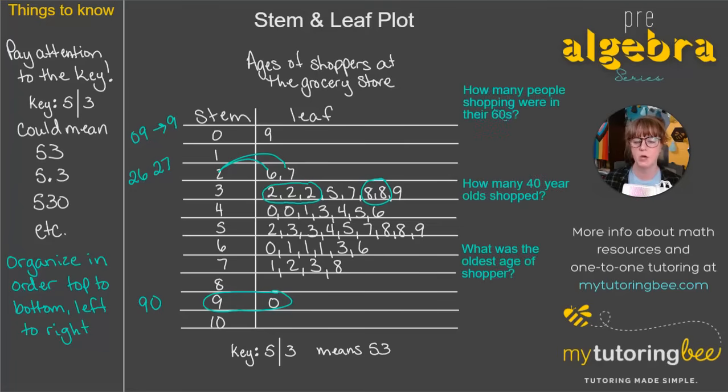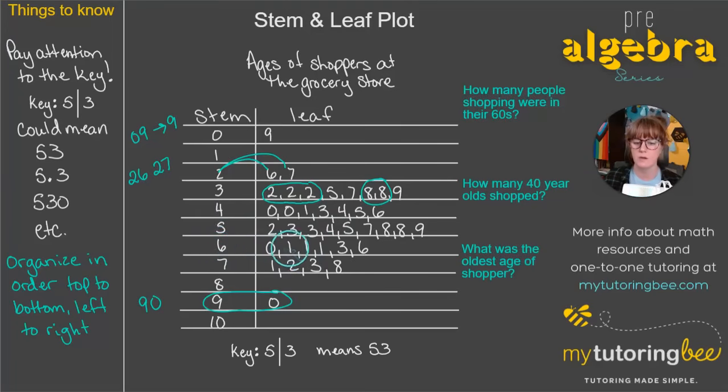Okay, so now that we've talked a little bit about how to read a stem and leaf plot, let's see if we can answer some questions about this stem and leaf plot. How many people shopping were in their 60s? Okay, so we know that the 6 that we're looking for is the stem of 6.